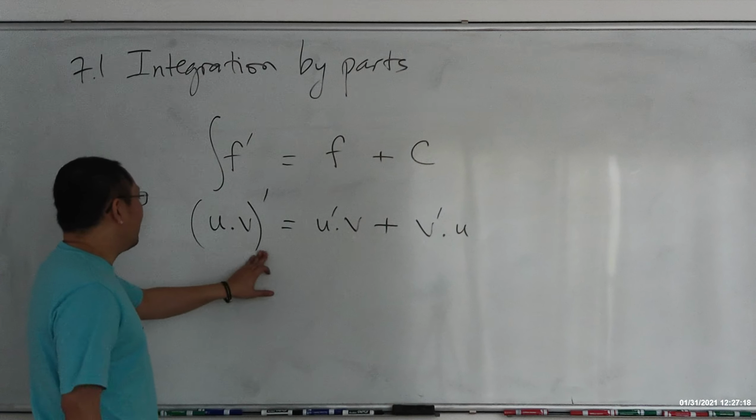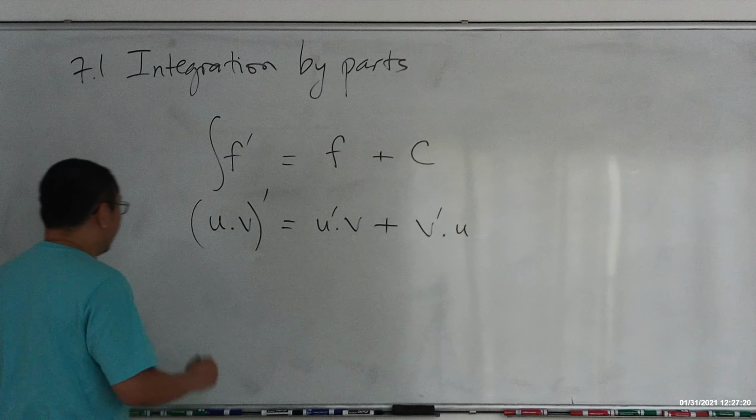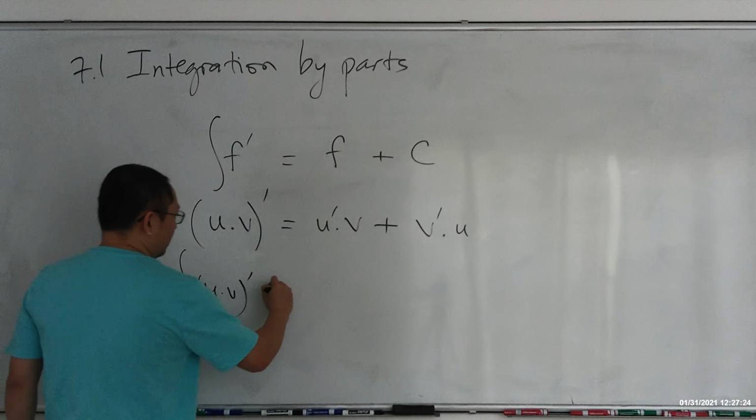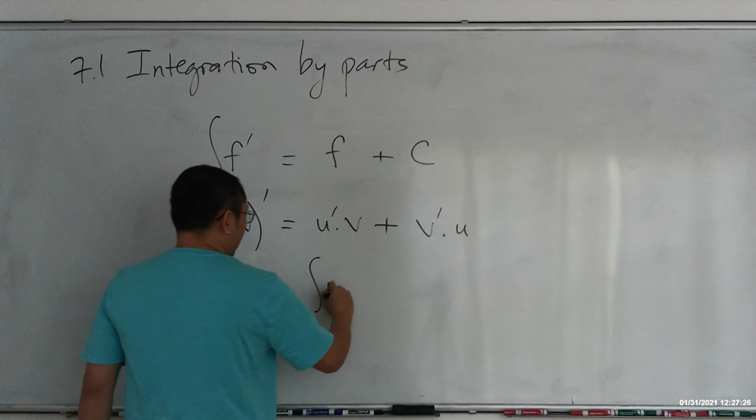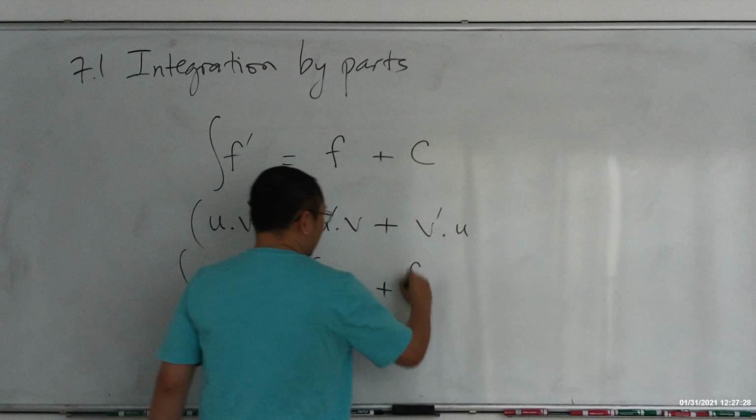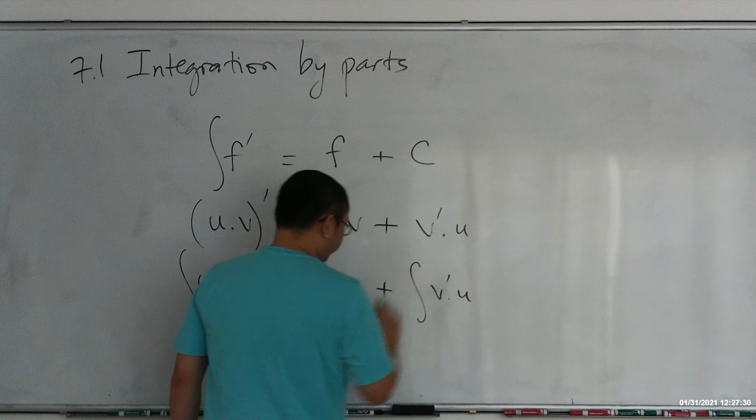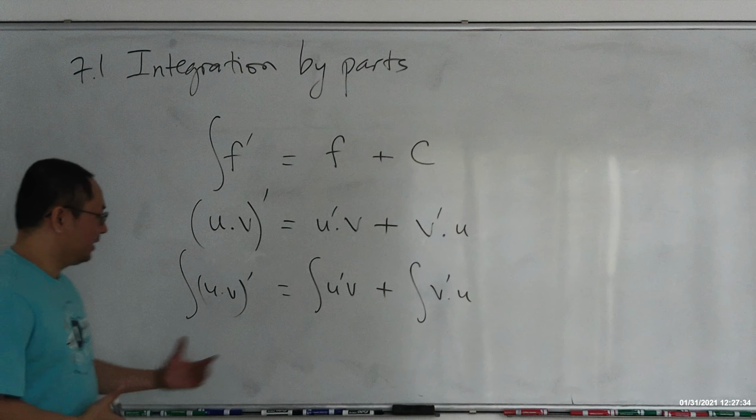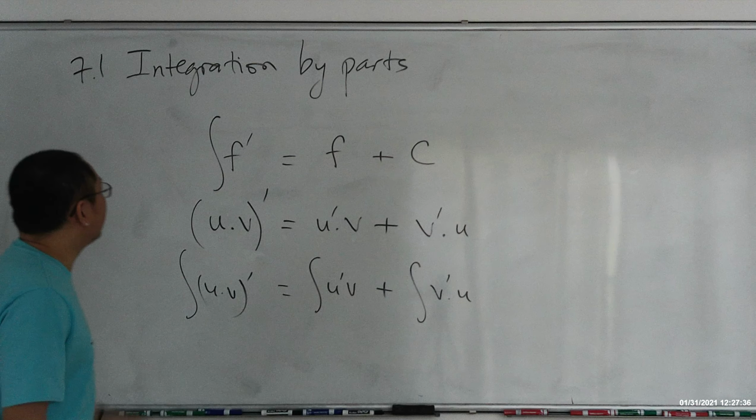Now, what if I integrate both sides? I apply the integral on both sides. The integral of the derivative of u times v equals the integral of u prime v plus the integral of v prime u. And this is really the heart of our section today.